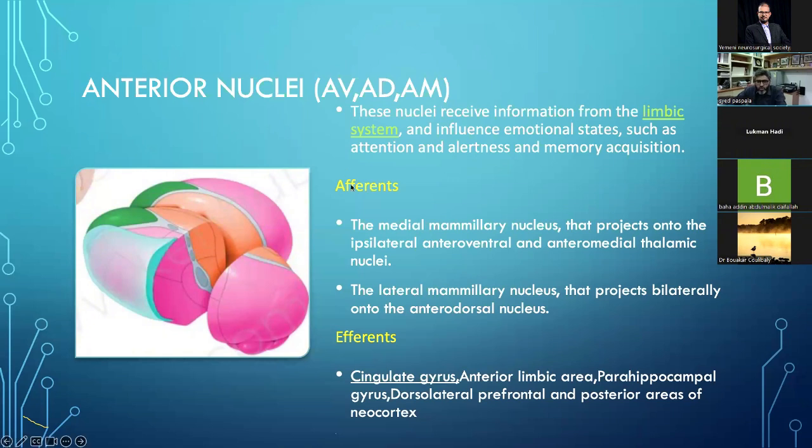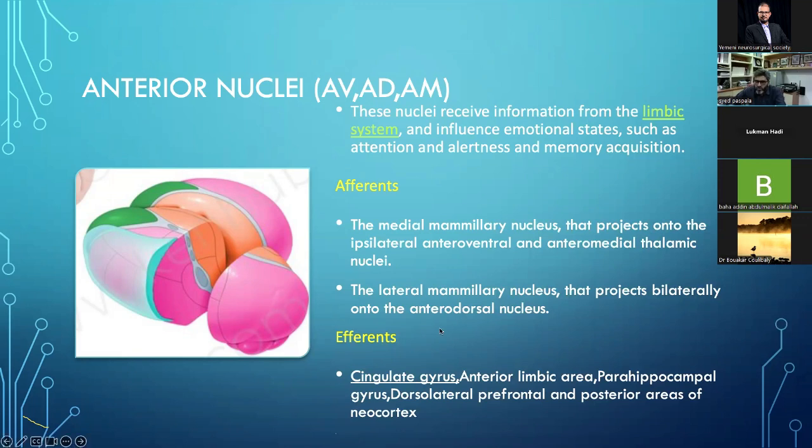This is the anterior group of nuclei, which is divided into anteroventral, anterodorsal, and anteromedial. It is mainly connected with the limbic system, and it influences emotional states such as attention and alertness, and memory acquisition. The afferents to the anterior group of nuclei come from the mammillary nuclei. The medial mammillary nuclei project mainly to the anteroventral and anteromedial nuclei, and the lateral mammillary nucleus projects bilaterally mainly onto the anterodorsal nucleus.